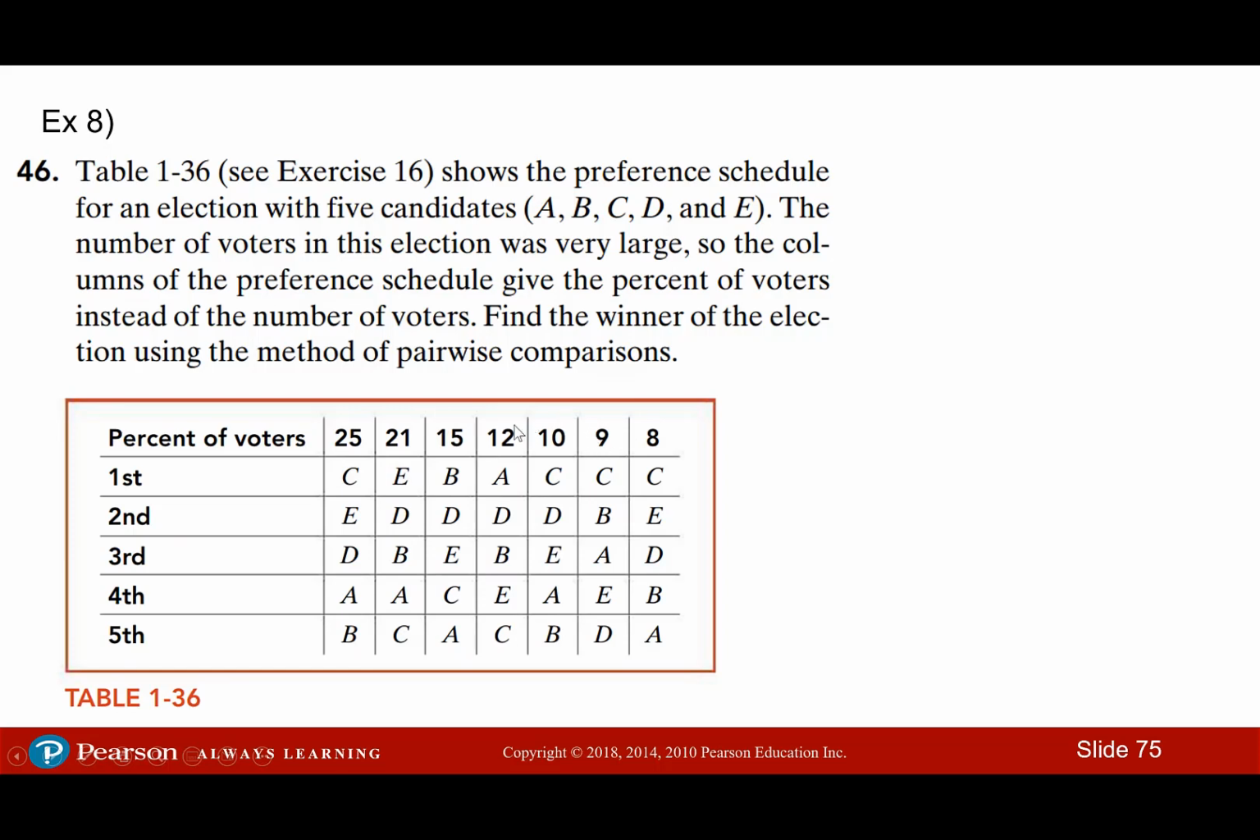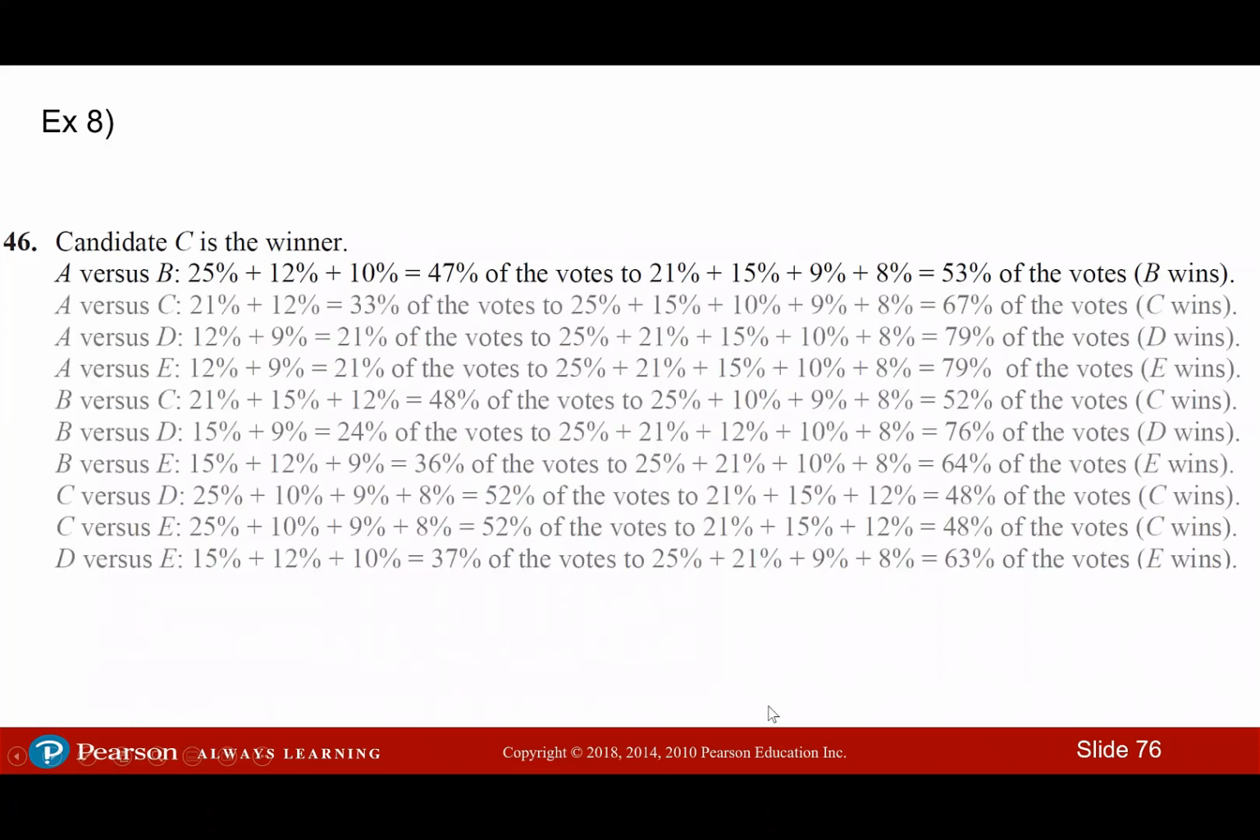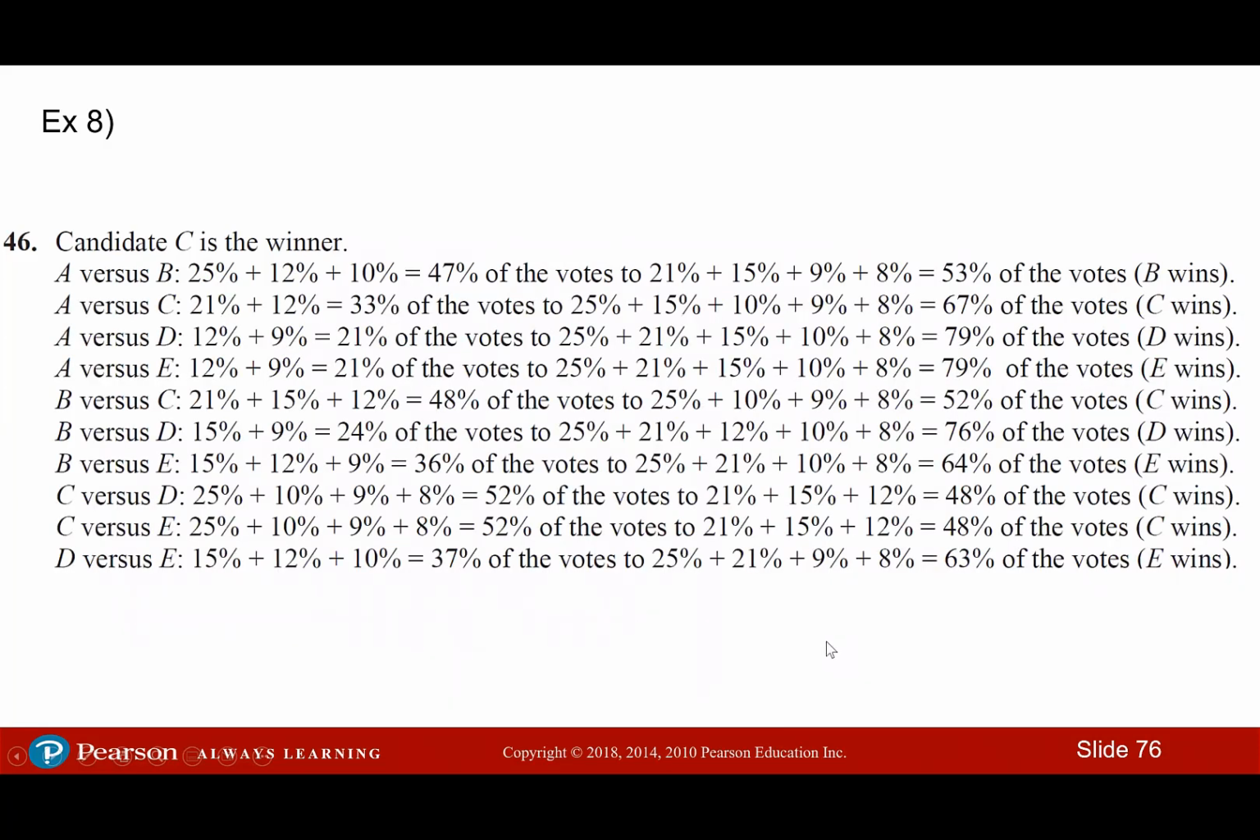So find the winner of the election using the method of pairwise comparison. Please stop the video right now. Do the work yourself, because I'm going to give you the answer here in just a bit. All right, hopefully you took the time to pause the video. And here are the answers. The only difference from the previous example is that we're looking at percentages, and there are your percentages. Pause the video if you like and see if your numbers turn out to be the same as my numbers.